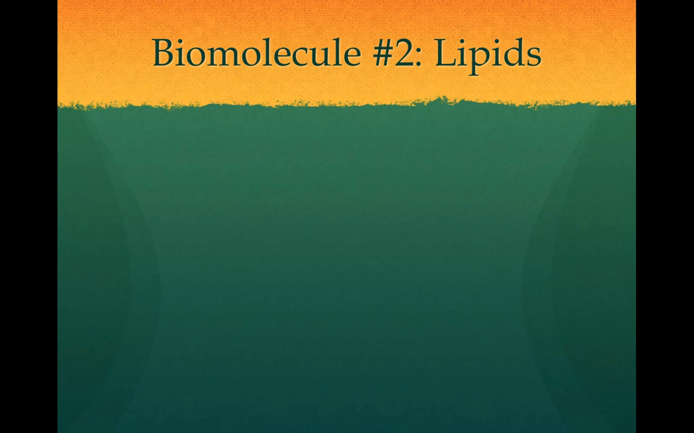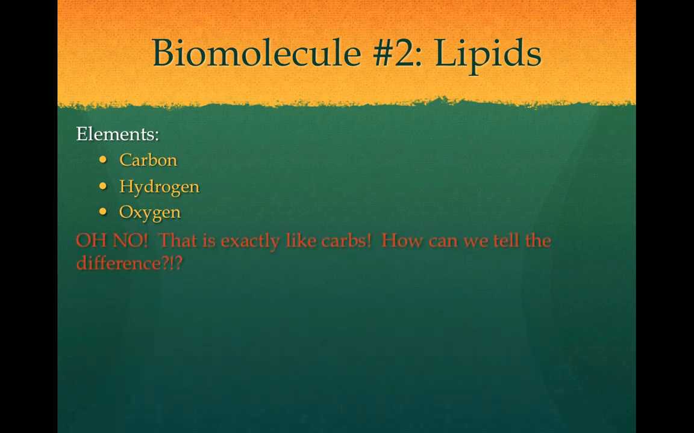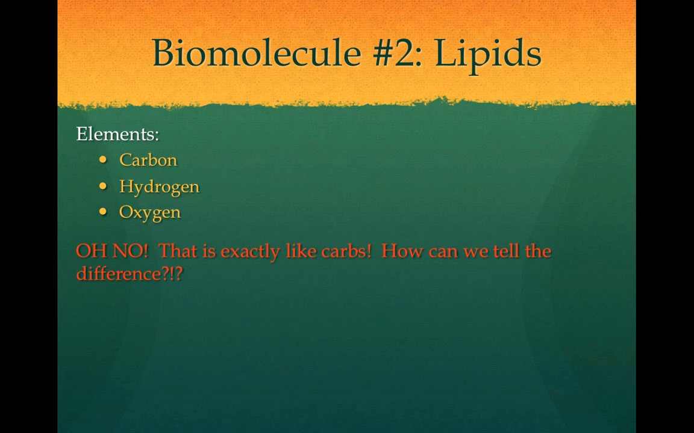First thing we need to know, out of our 6 elements of life, what atoms actually make up lipids? So we have carbon. Everything's made of carbon, just like carbs. Hydrogen, and oxygen. But in your brain you should be thinking, oh no, this is exactly like carbs. How am I going to tell the difference between a carb and a lipid if I'm looking at them? I'm going to give you a little hint.